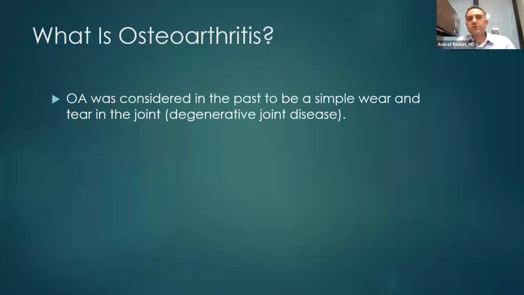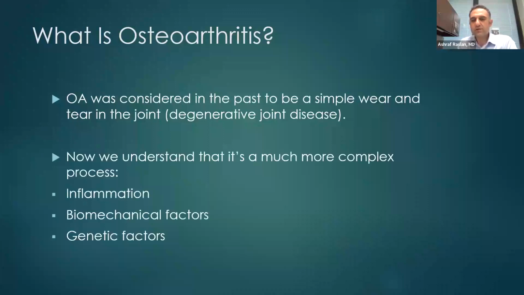But what exactly is osteoarthritis? So osteoarthritis in the past was considered to be only a simple wear and tear. The idea was that we use our joints all our lives, and at some point from the chronic wear and tear on the joint, the cartilage wears off and there is damage to the joint. But now we understand that it's a much more complex process than that.